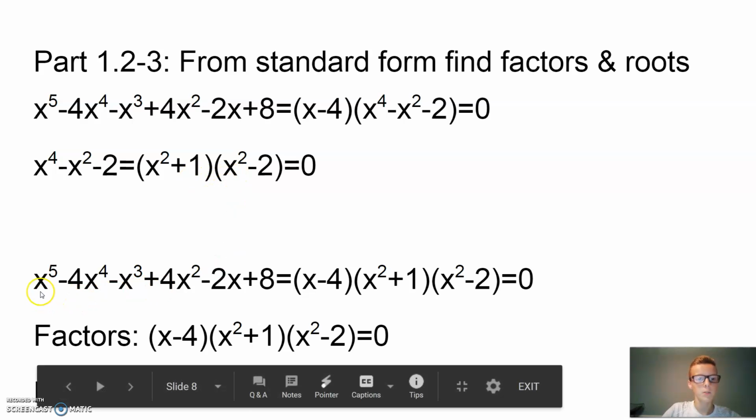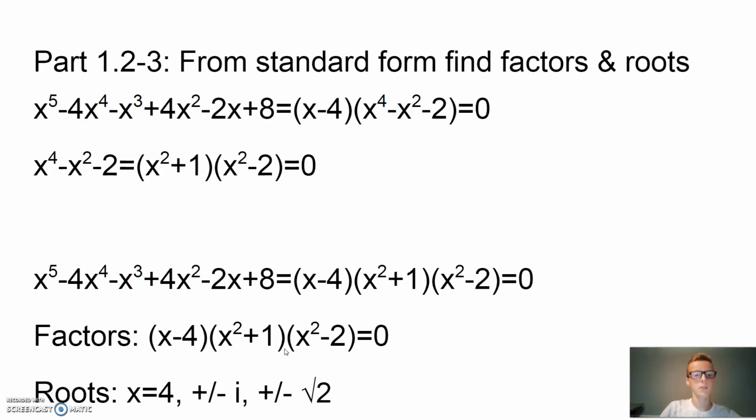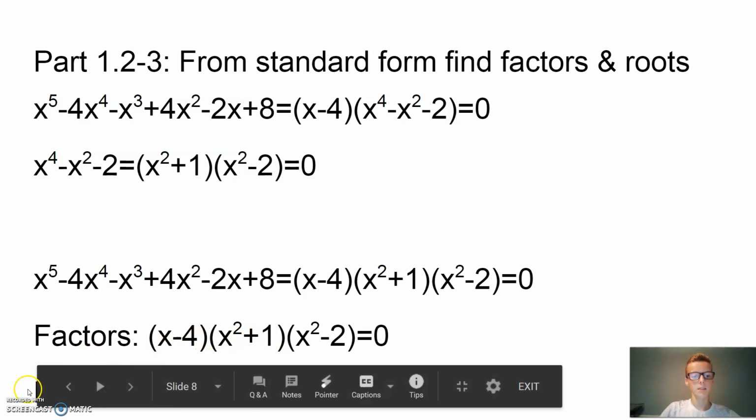So this standard form equation right here all equals x minus 4 times x squared plus 1 times x squared minus 2 all equals 0. So the factors are x minus 4, x squared plus 1, and x squared minus 2. The roots for this equation are 4, plus or minus i, and plus or minus the square root of 2.